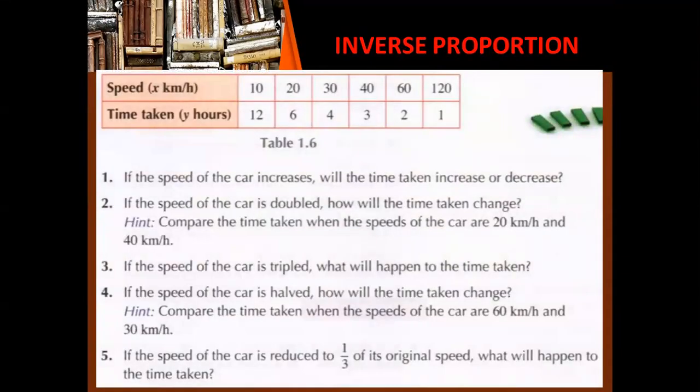Here we have a table for the speed of a car expressed in kilometers per hour, as well as the time taken in terms of hours in order to travel a 120-kilometer distance. Let's answer the given questions.